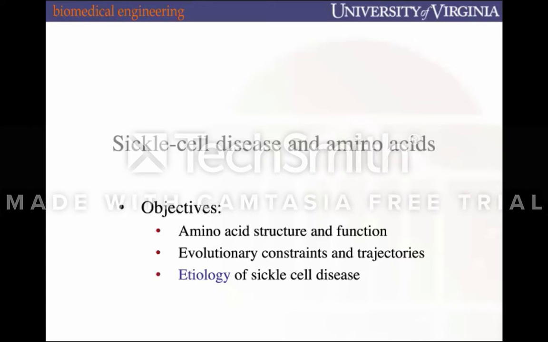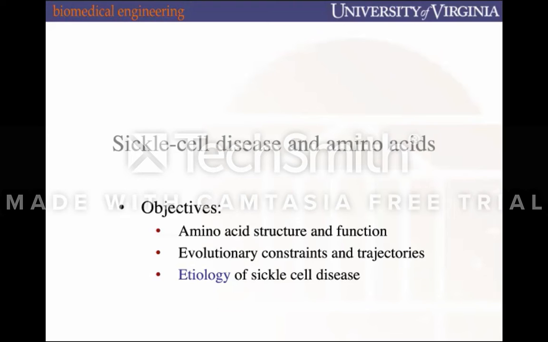So for today's lecture, we're going to begin looking at amino acid structures and their function and how they relate to protein function and structure. We're going to consider the evolutionary constraints that tie into amino acids and the disease we're going to be focusing on today, which is sickle cell disease. We'll look at the history and background of sickle cell disease, learn more about amino acids and how they relate to protein structure and function, and then tie back to sickle cell disease and look at the clinical application of this all.